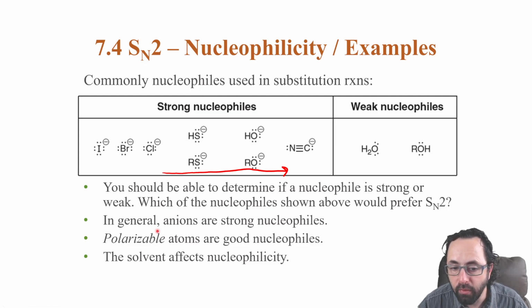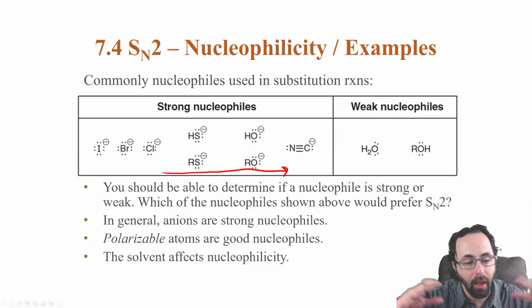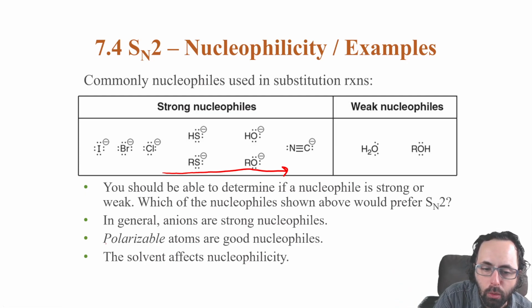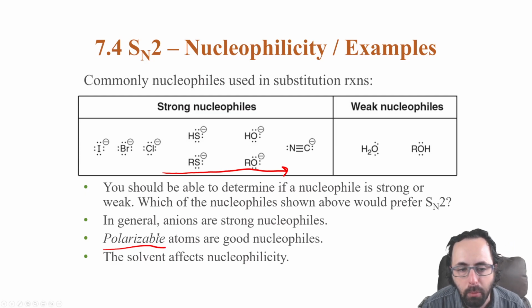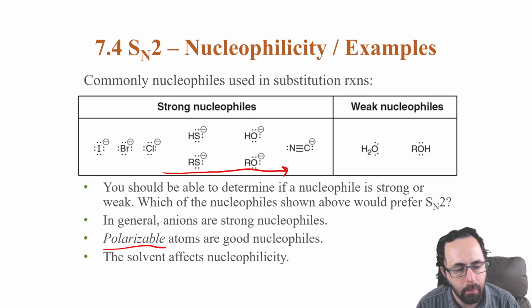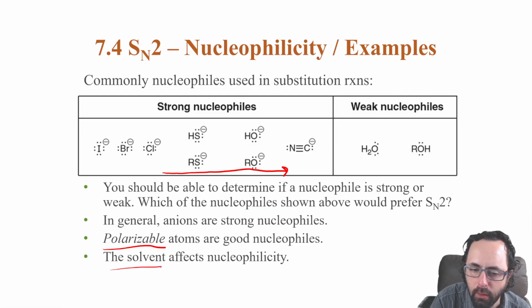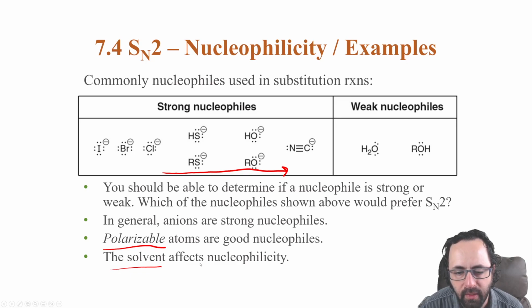Also, what I'm referring to here in terms of the size of their electrons, really the fundamental idea is polarizability. So the more spread out the electrons are, the more polarizable they are, meaning the more they can be pulled this way or that. And that tends to make a good nucleophile. Also, solvent will affect how good a nucleophile is. We're going to see that our choice of solvent can influence which reaction mechanism we ultimately observe.